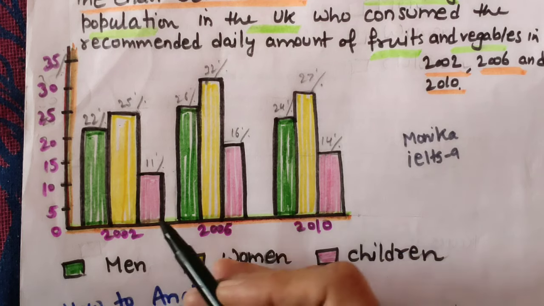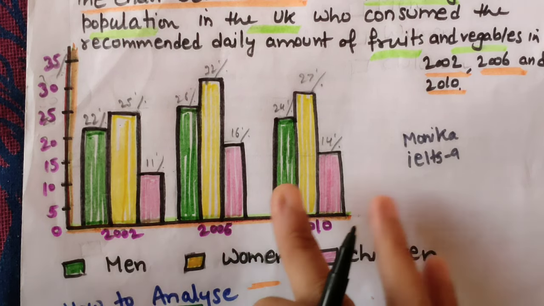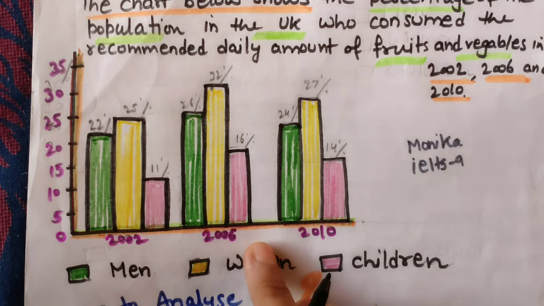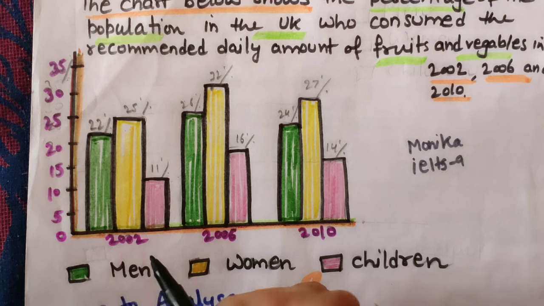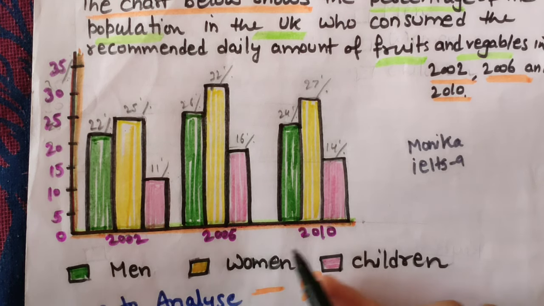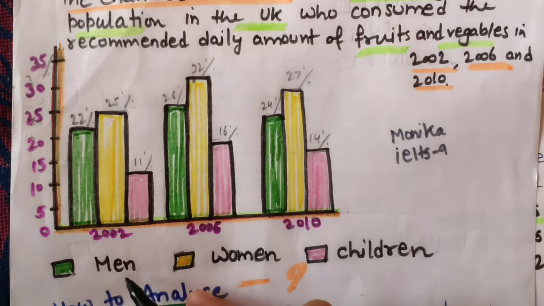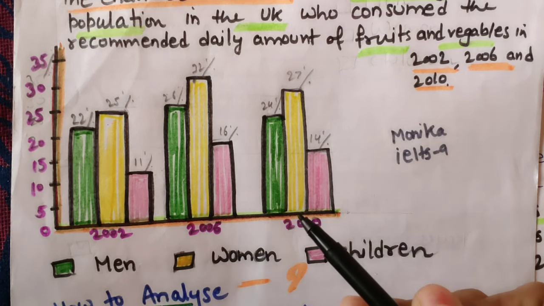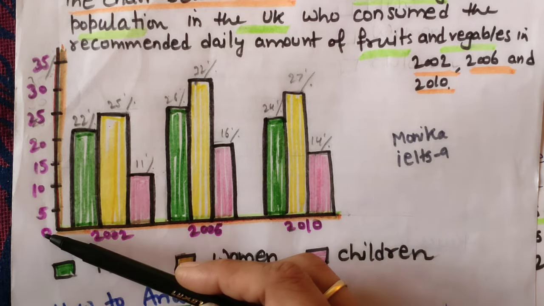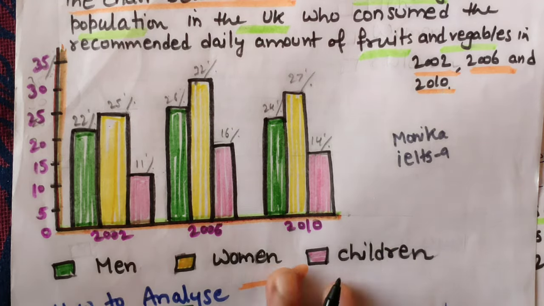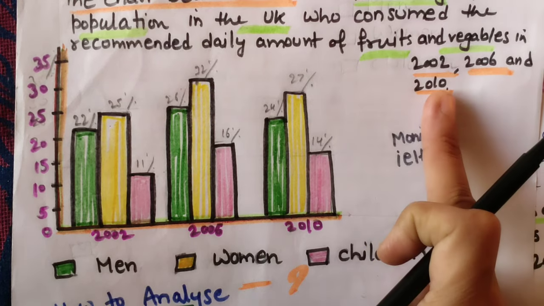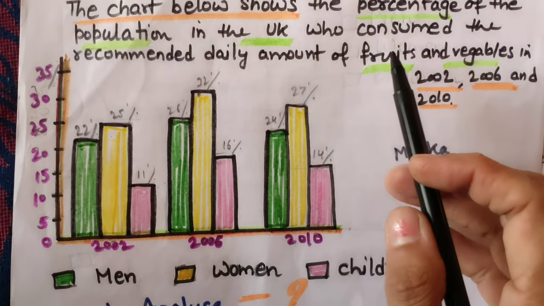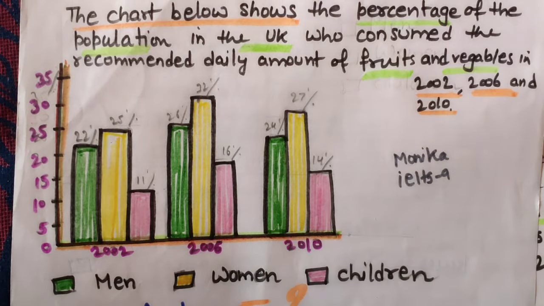Okay, here I can see three colors. Of course, in the actual exam you will not get any colorful thing. I have just drawn it for your video so that you can understand. There are 3 years, 2002, 6 and 10, and three categories I can see here: man, woman, children. The green one is man, yellow is woman, and pink is children. And you can see the percentage from 0 to 35%. Now you have understood it is past tense. You have understood three categories or groups are there. It is all related to UK population. Okay, now we will analyze.